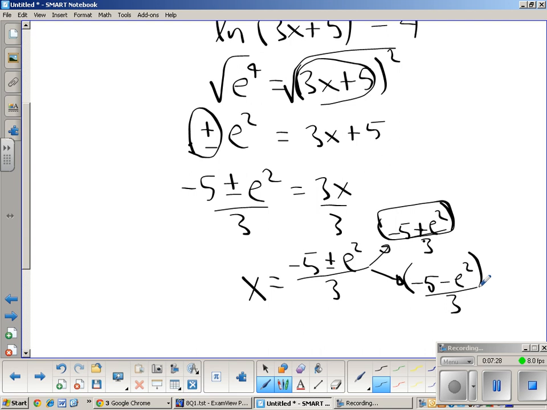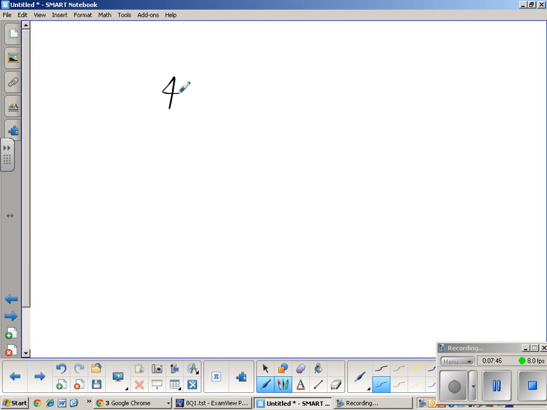Everything else is the same as what we did before, except the base is different. Let's solve this one together. 4e to the 3x plus 1.2 equals 14. 4e to the, how many x did I say? 3x. I say plus or minus 1.2.